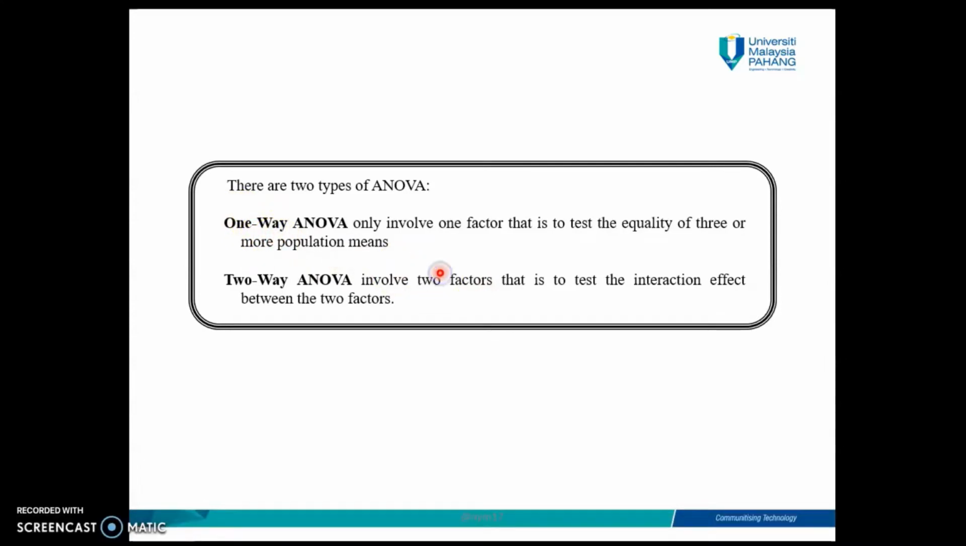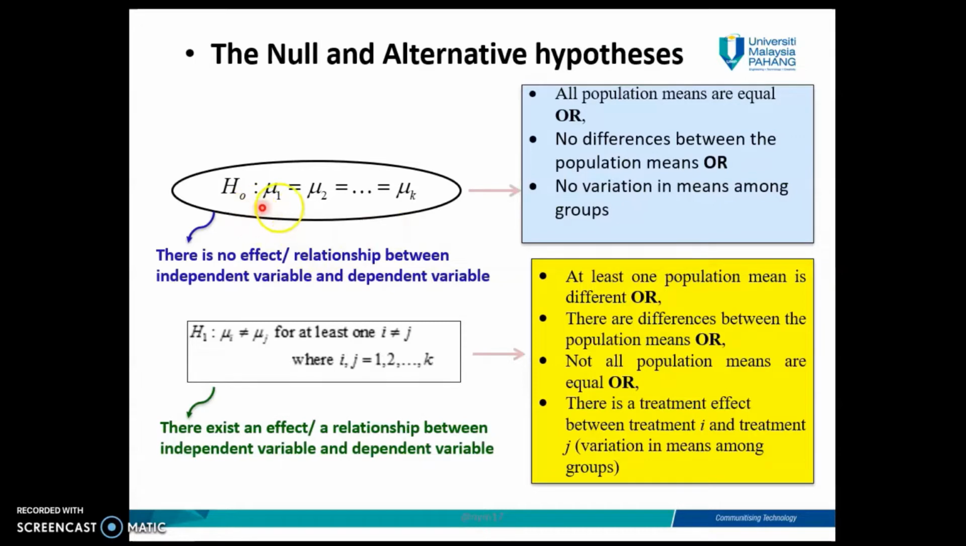In one-way ANOVA analysis, your H0 statement is saying that all population means are equal, which is also equivalent to saying that there is no effect, there is no relationship between independent variable and dependent variable. On the other hand, your H1 statement is saying that at least one population mean is different, which implies there exists an effect, there exists a relationship between independent variable and dependent variable. So this is the H1 for your one-way ANOVA analysis that involves only one independent variable and one dependent variable.